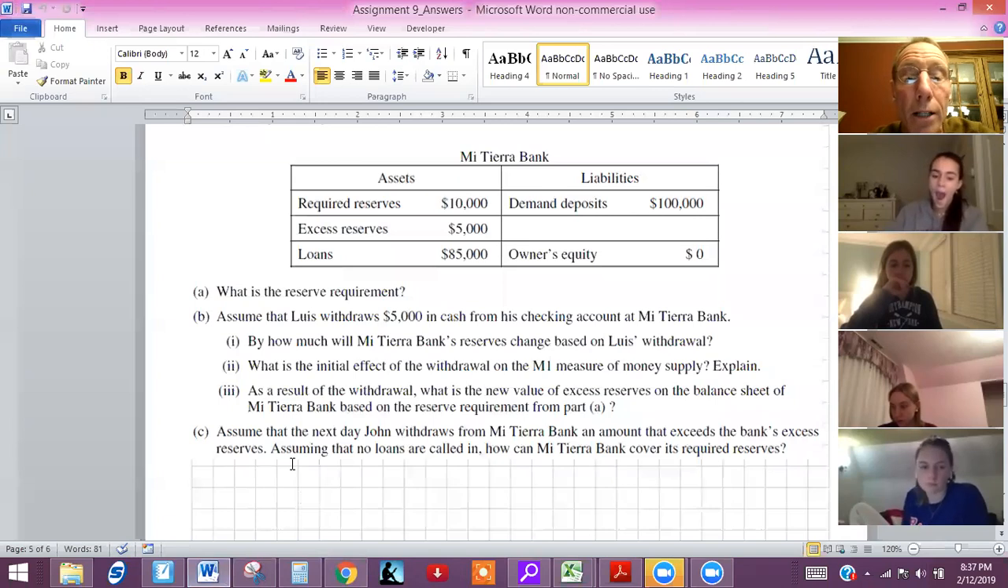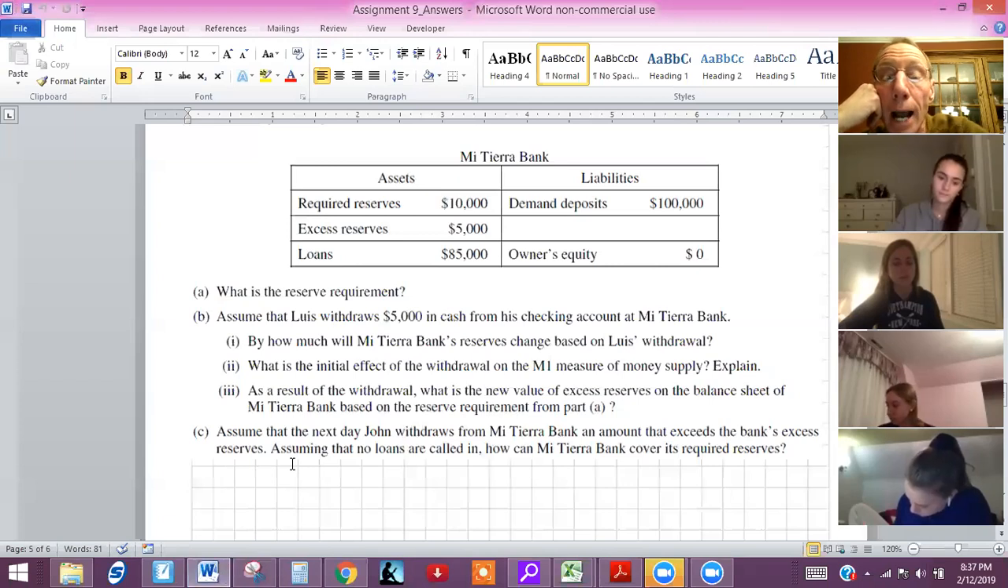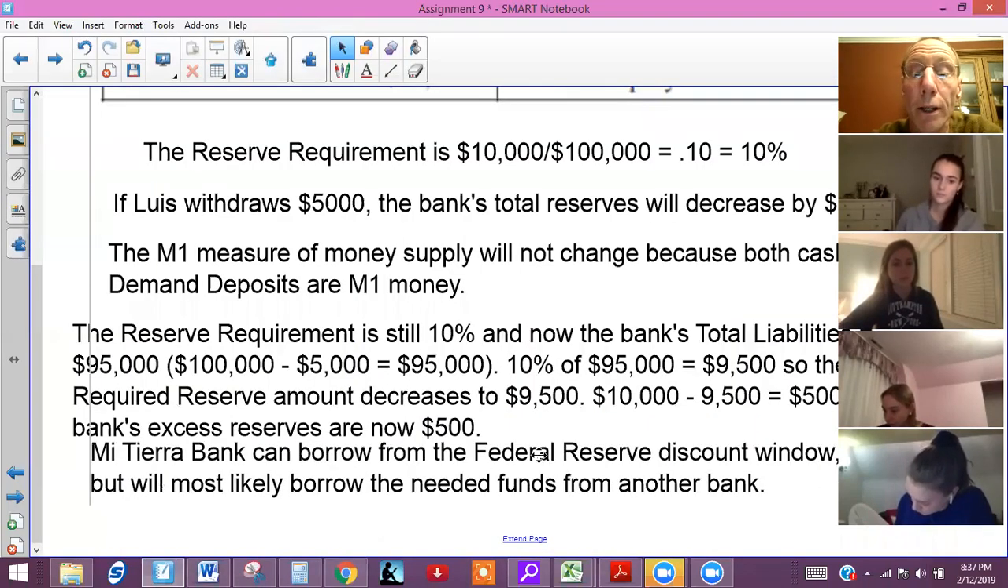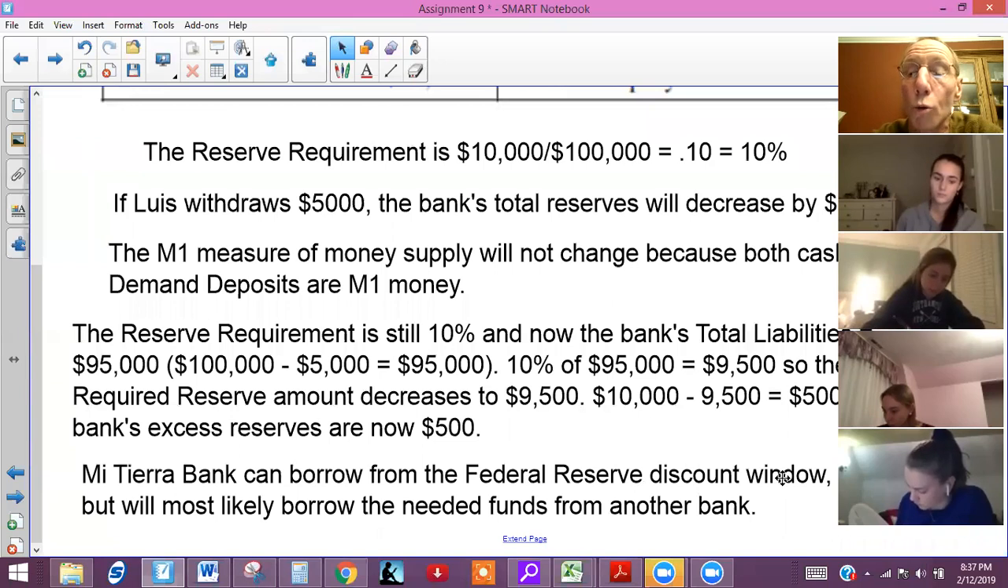Assume that the next day John withdraws from the bank an amount that exceeds, that goes over the bank's excess reserves. Assuming that no loans are called in, how can Amitera Bank cover its required reserves? Well, we talked about that earlier. They're going to need to borrow it from either the Federal Reserve discount window, or they will most likely borrow it from another bank. Okay, so they would have to borrow it.